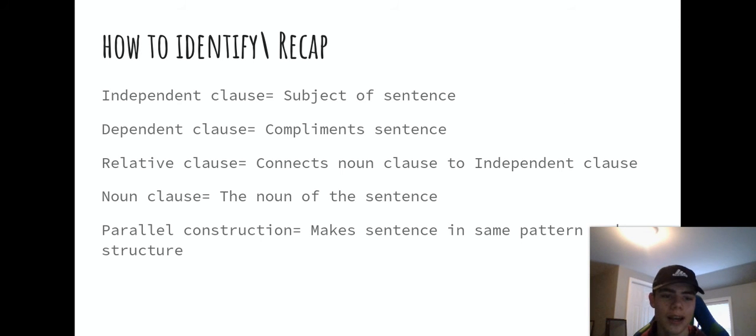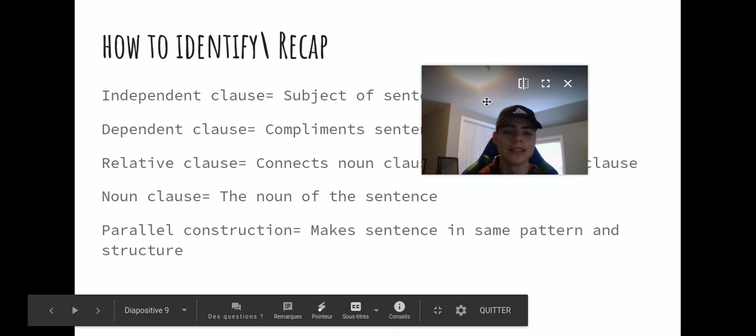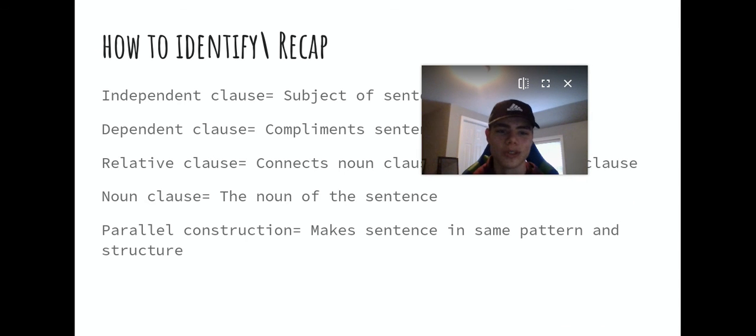How to identify and a little recap. The independent clause is the subject of the sentence. The dependent clause complements the sentence. A relative clause connects the noun to the independent clause. The noun clause is the noun of the sentence, and the parallel construction makes the sentence in the same pattern and structure.